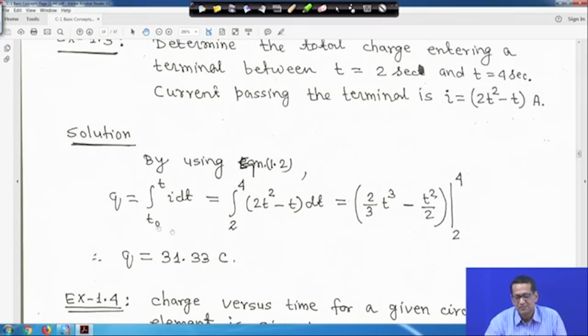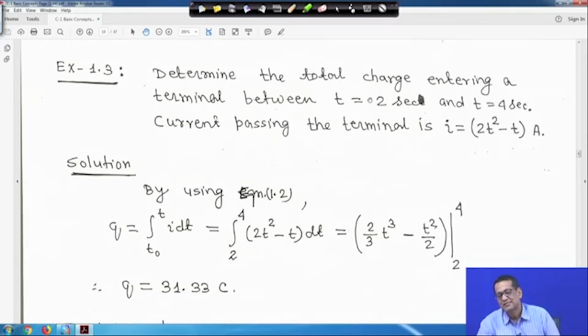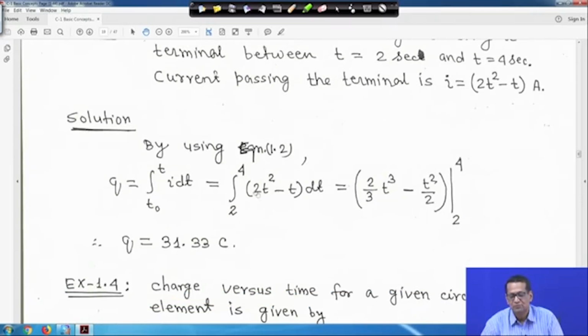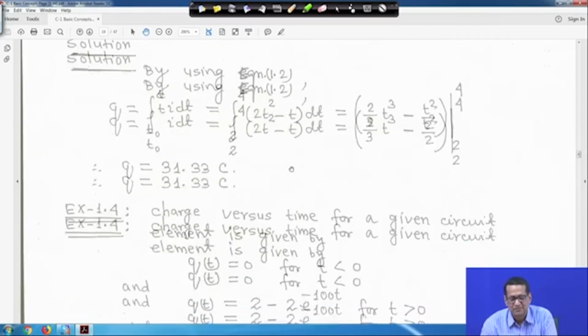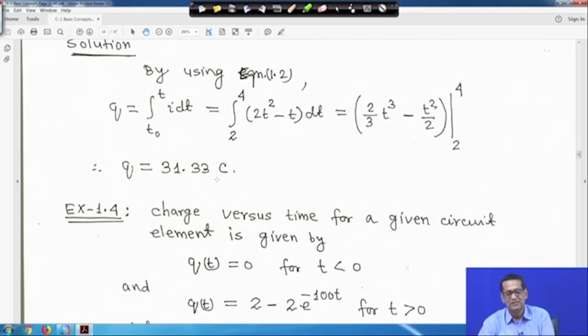Here t0 is given as 2 second and t is equal to 4 second. So it is the integral from 2 to 4 of (2t square minus t) dt. If you integrate this, it will be 2 by 3 t cube minus t square by 2, with limits 2 to 4. If you simplify, you will get q is equal to 31.33 coulomb.